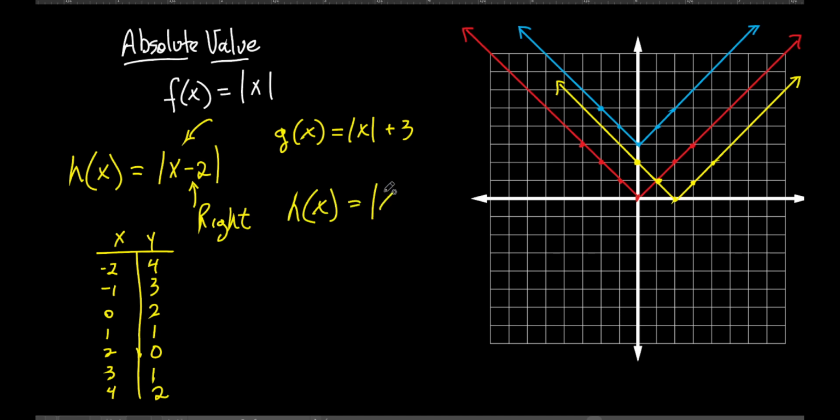So what if I said, we'll just use h of x again, even though I'm going to write something different. What if I said x plus 2? What does that mean you're going to do? You're going to move it to the left 2 places. So you start at the origin, right? Move it to the left.